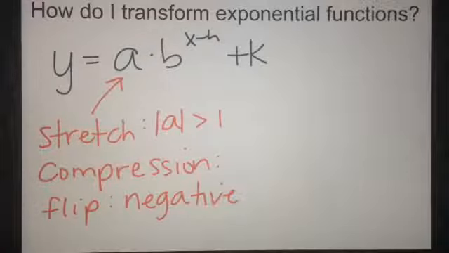Compressions are going to be for a values that are between 0 and 1, so those are those fractions, 1/2 or -2/3 or whatever. That's what the absolute value means. It doesn't matter if it's positive or negative, it's still a compression.